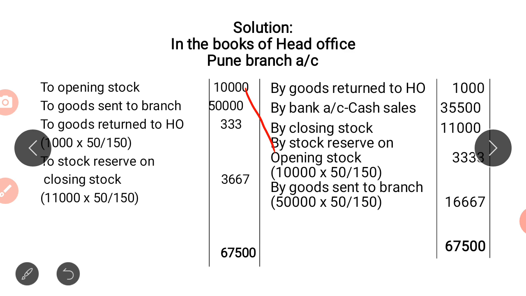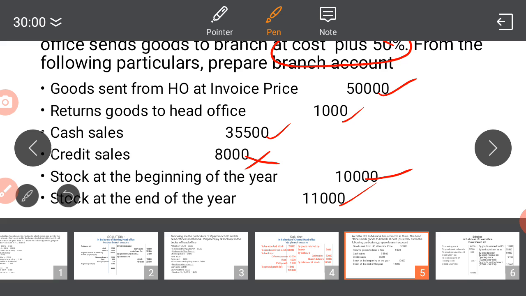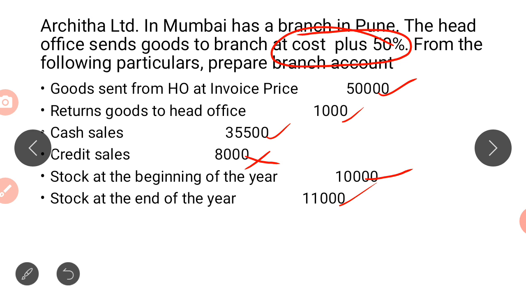So for this we are calculating this one, for the opening balance of 10,000. Opening stock is written on the debit side of the branch account. The reserve will be calculated on the opposite, the credit side, as by stock reserve on opening stock. We have to take the same 10,000 amount. In the problem they have given cost plus 50%. So cost plus 50%, you have to consider cost as 100 plus 50%.